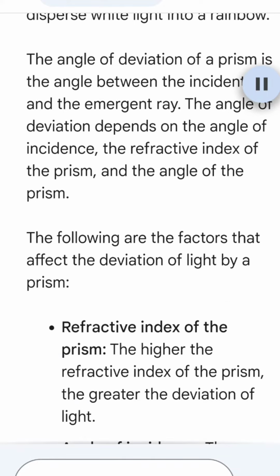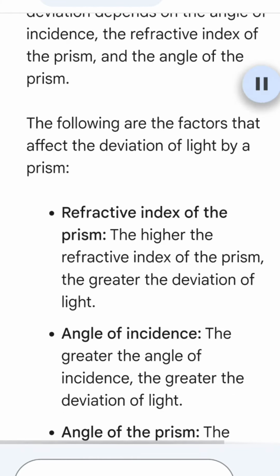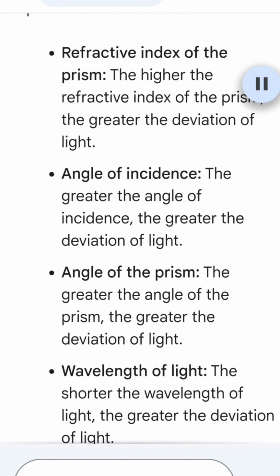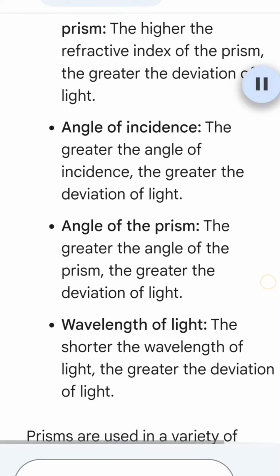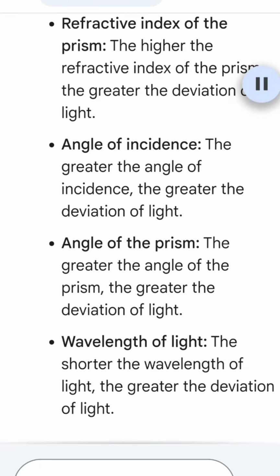The higher the refractive index of the prism, the greater the deviation of light. Angle of incidence. The greater the angle of incidence, the greater the deviation of light. Angle of the prism. The greater the angle of the prism, the greater the deviation of light. Wavelength of light. The shorter the wavelength of light, the greater the deviation of light.